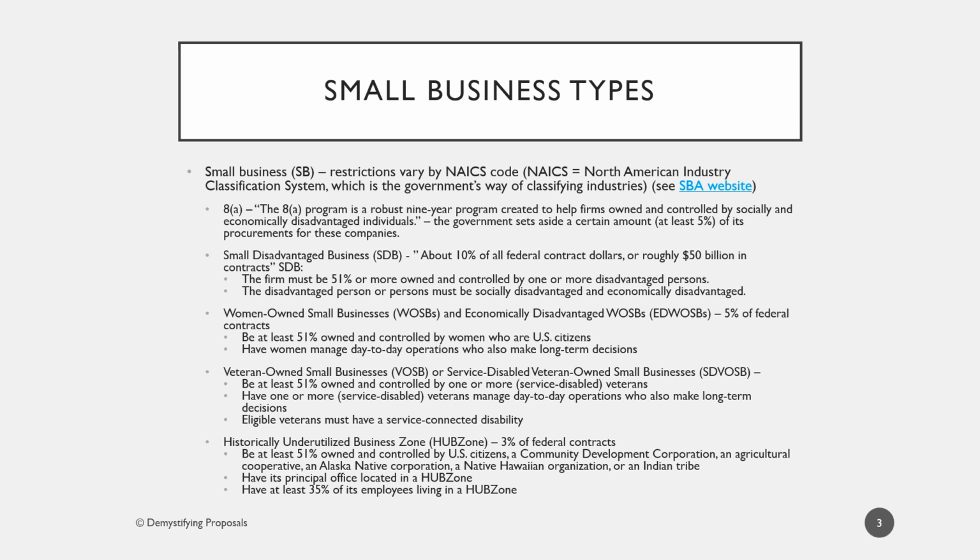On this slide, we talk about various small business types. Small businesses that can bid on the small business set-asides we talked about on the previous slide. Small businesses are set by their NAICS codes. NAICS codes means North American Industry Classification System, which is the government's way of classifying various industries. If you need more information about NAICS codes, you should look on the SBA website. There's a lot of information there.